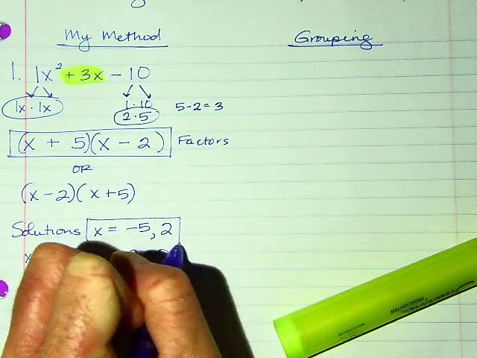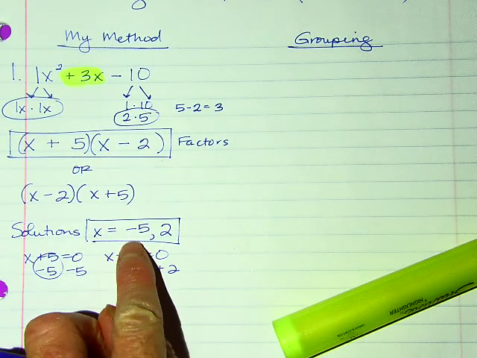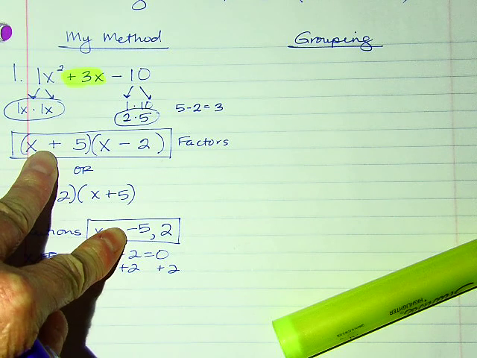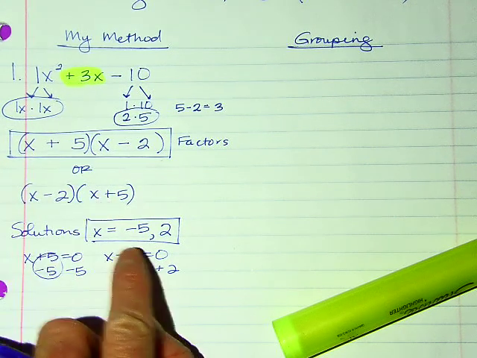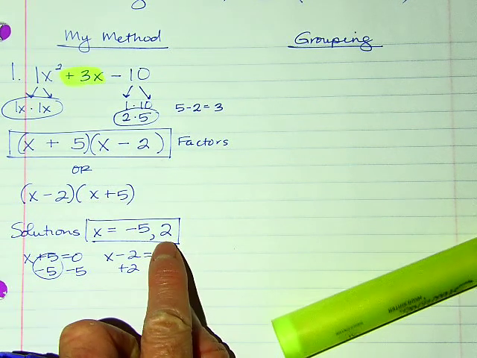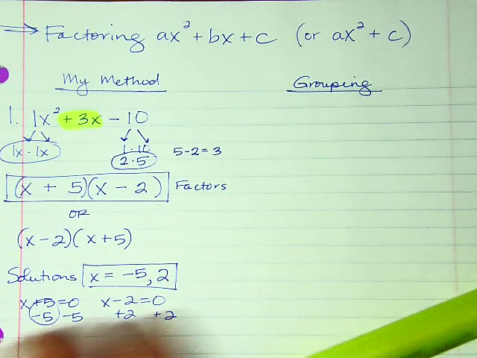So those are the two parts that could be covered in this section, the factors and the solutions. Notice my solutions are opposite signs of the factors. X plus 5, my solution would then be negative 5. X minus 2, my solution would be positive 2. So that is my method.